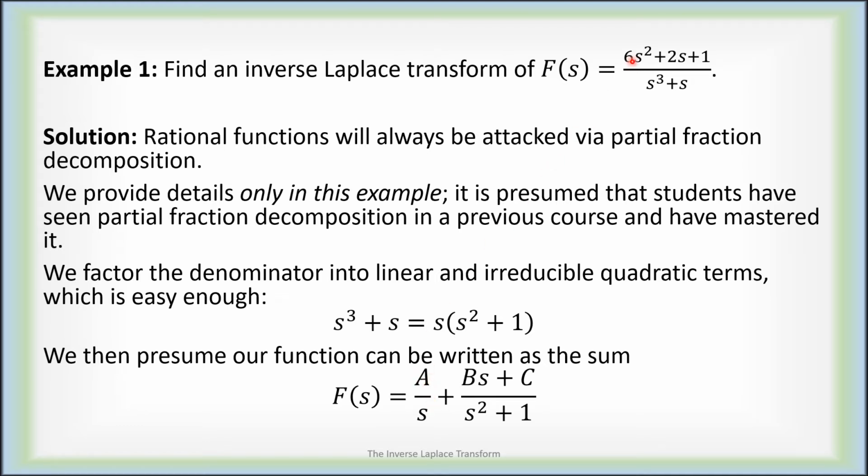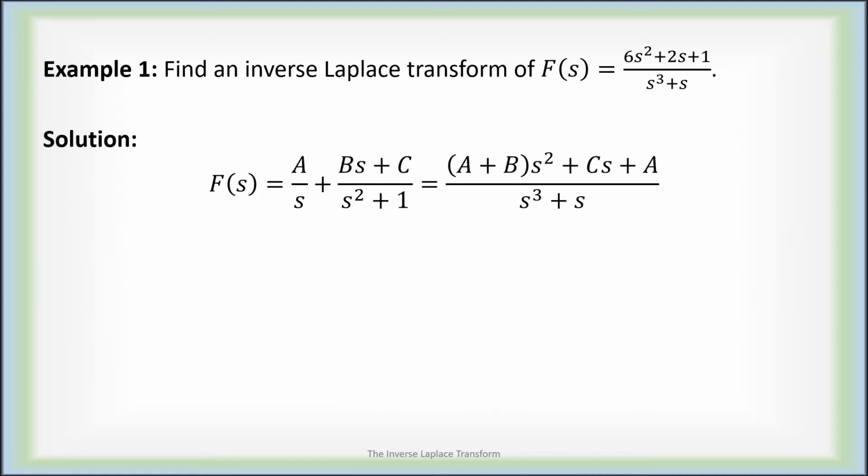Since our original function has a lower degree on top than it does on bottom, so should each of these pieces. This is a first degree polynomial, so its numerator should be a 0 degree polynomial. This is a second degree polynomial, so its numerator should be a first degree polynomial. So we want to find the constants a, b, and c, so that a over s plus bs plus c over s squared plus 1 is indeed equal to capital F of s. So we are assuming that capital F of s can be expressed as a over s plus bs plus c over s squared plus 1.